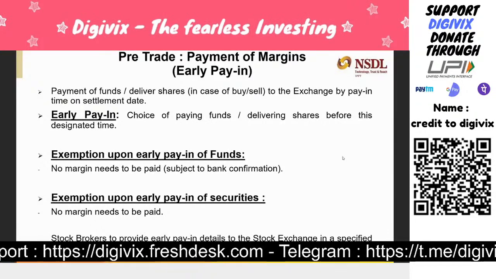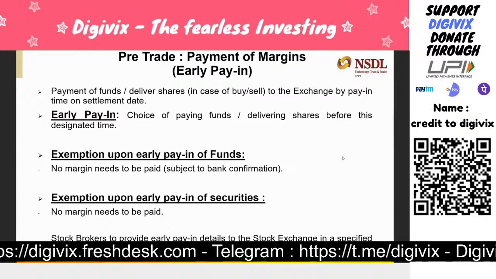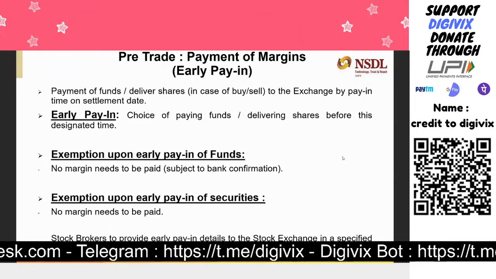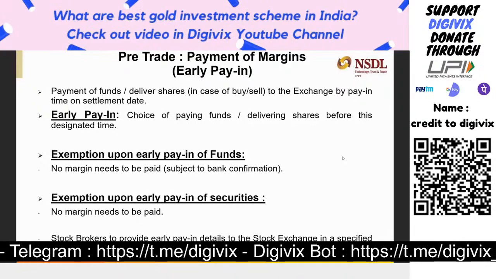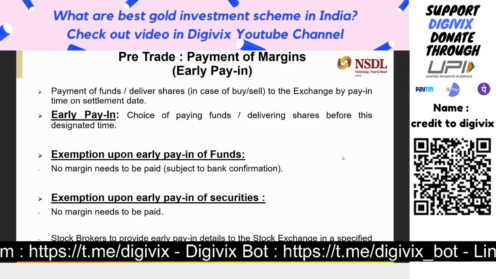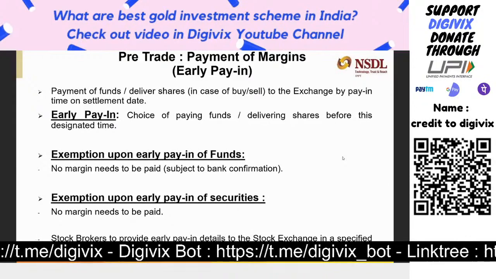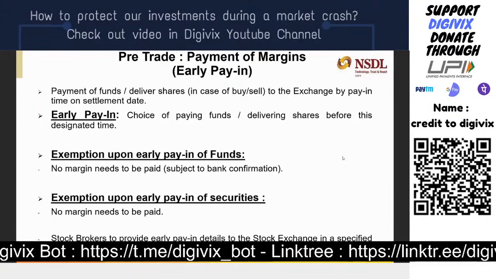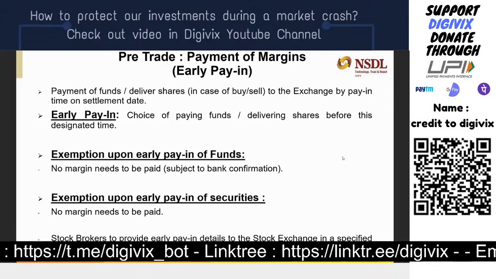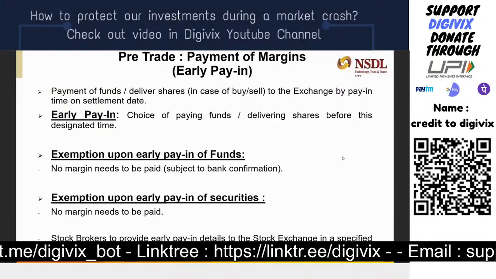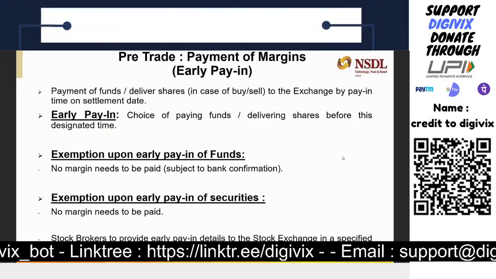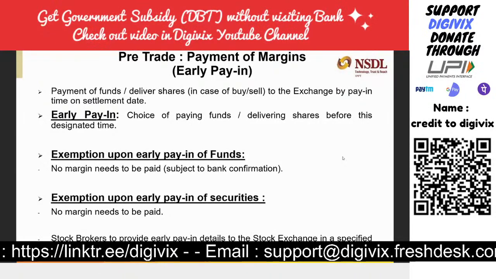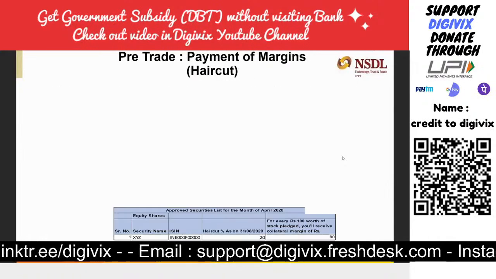Now, what is early pay-in? It is payment of funds or delivery of shares, in case of buy or sell, to the exchange by paying on the settlement date. So, early pay-in is the choice of paying funds or delivering shares before this designated time. Exemption upon early pay-in of funds: no margin needs to be paid. So, you have to take confirmation from the bank. Exemption from early pay-in of securities: no margin needs to be paid. And stockbrokers must provide early pay-in details to the stock exchange in a specified format.